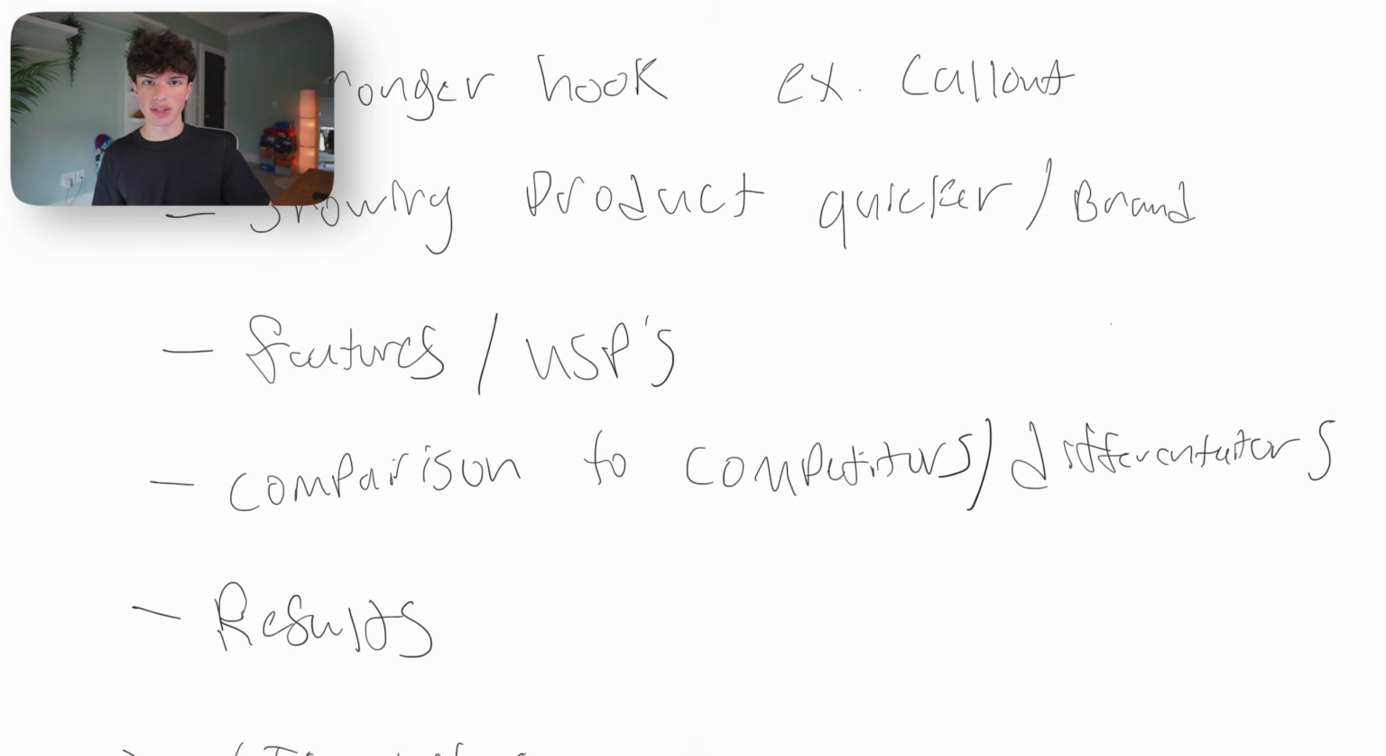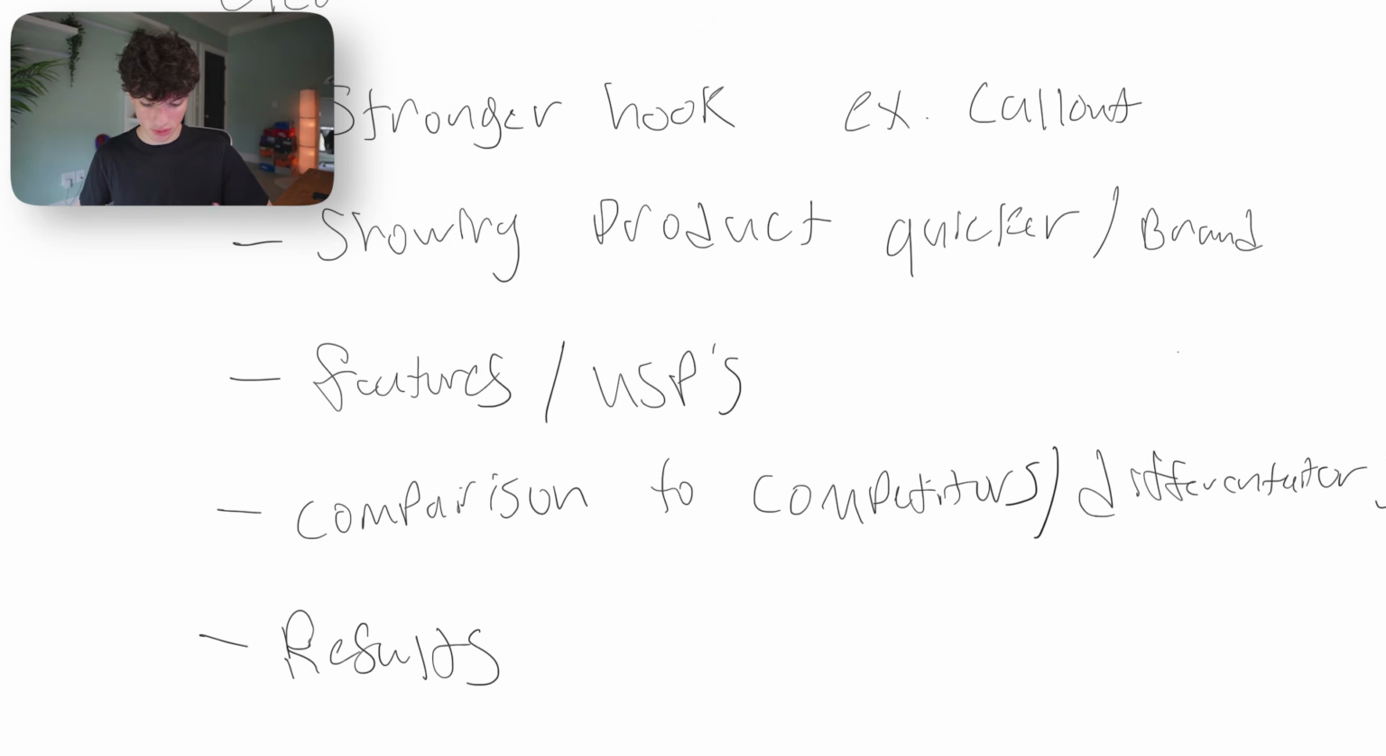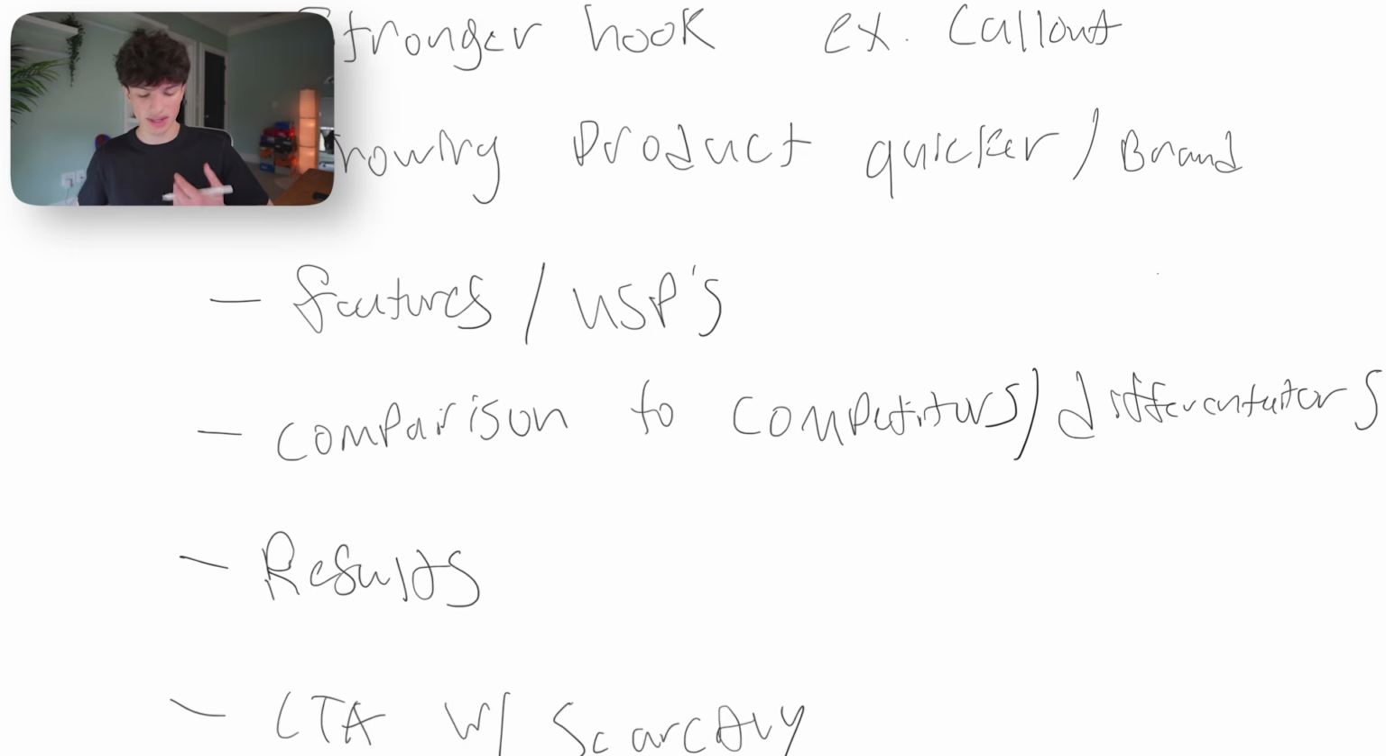So for clean UGC, this is more middle funnel than the first one. You have a stronger hook, for example, a call out. You're showing the product quicker and you're getting the point across that your brand is the solution quicker. You're showing your features, your unique selling points. You're even comparing to other brands and competitors in general. And at the end, always show the results or what the outcome was, or how it looks now. And then in these clean videos, you usually add a CTA with some more scarcity and some more reason for them to buy.